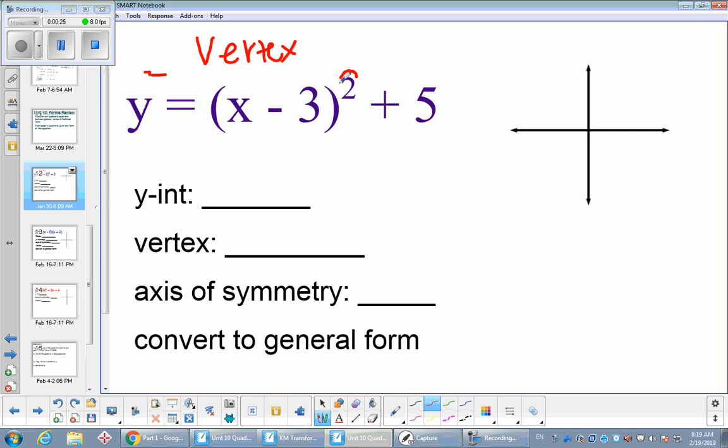And we know this is vertex form because it has a squared and it has the parentheses. We don't know the y-intercept, but from vertex form we know the vertex is positive 3 and 5. And therefore we know the axis of symmetry is the x-coordinate of the vertex, so it's going to be x equals 3. So far we know the vertex is at 3, 5.